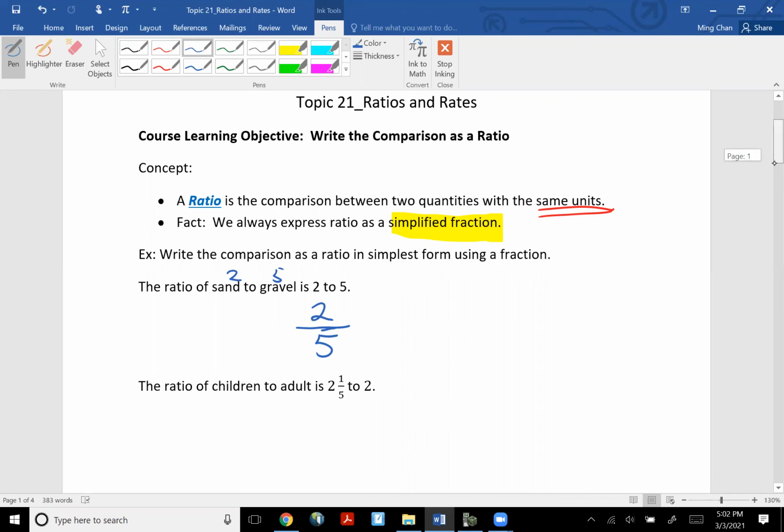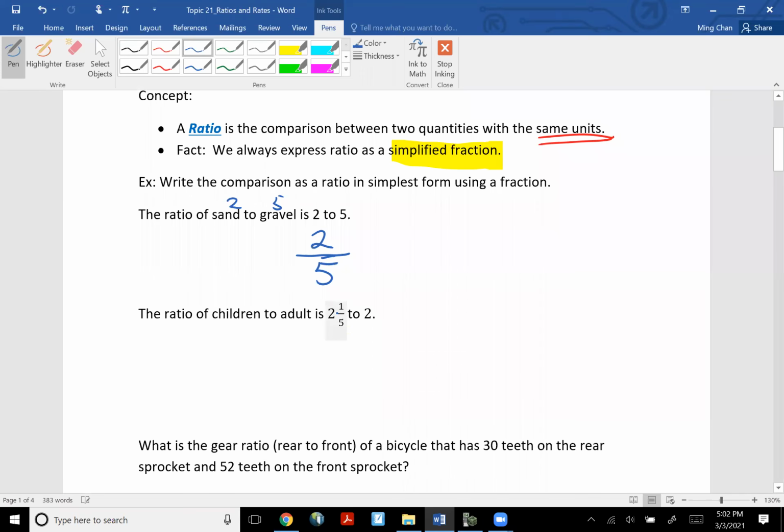The ratio of children to adults is 2 and 1/5 to 2. They say children first, so we will have children, 2 and 1/5, on the numerator, compared to adults, which is 2. This is not a simplified fraction, so what we want to do is put this in the calculator and let the calculator convert it into a fraction for me. Remember, a mixed number is always a whole number plus a fraction.